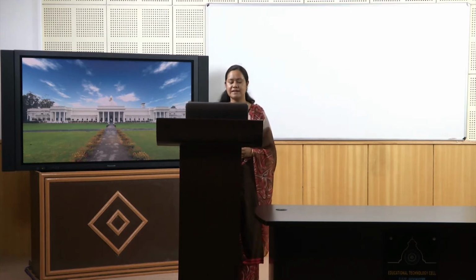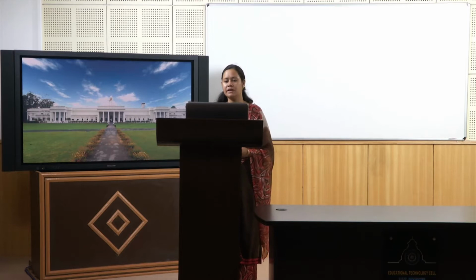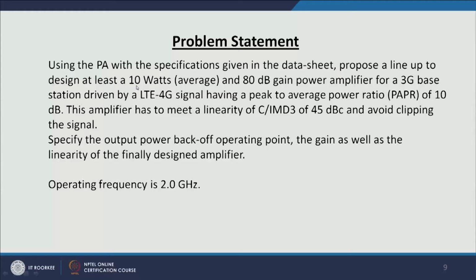We had to design a PA system, PA assembly, so that we can achieve at least 10 watt average and 80 dB gain at the output of this assembly, and the PAPR of the signal, which was the LTE signal, was 10 dB, and we had to meet the linearity criteria of C by IMD3 of 45 dBc, and we should be able to avoid the clipping. Now, after that we were supposed to specify the output power back off, operating point, gain, as well as linearity of the finally designed amplifier assembly.